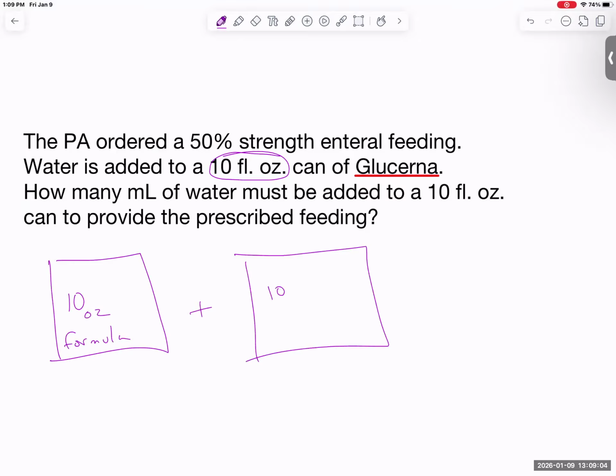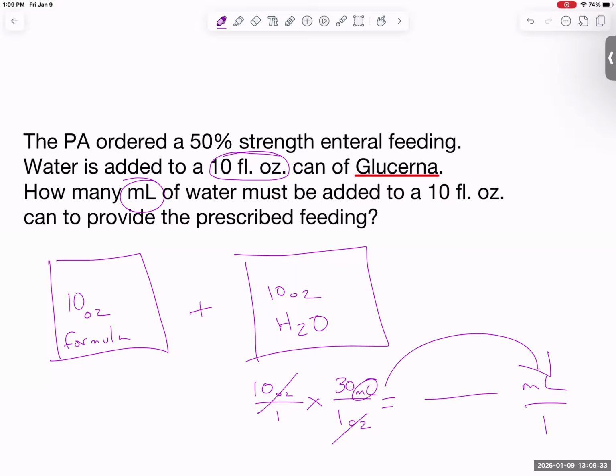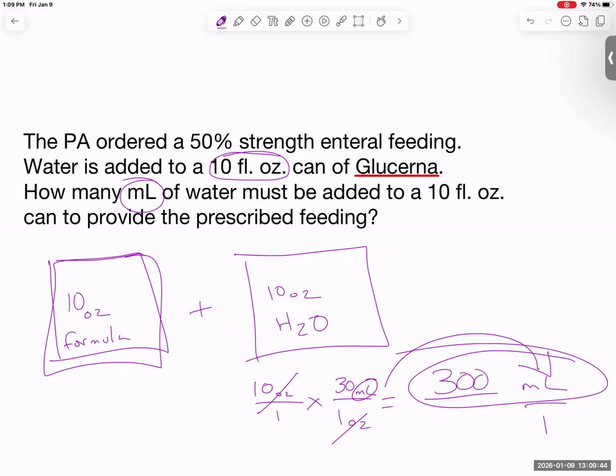10 ounces. Okay. 10 ounces of H2O. But what is the wanted? What do I need to solve for? Milliliters. Right on. So 10 ounces of water. And what's the conversion, ounces to milliliters? 1 ounce is 30 milliliters, because I want milliliters because it's part of my intake and output. I cross off my ounces. I have milliliters in my numerator. Now it's just math. So what is the answer? How many milliliters of water am I going to add to this can? 300 milliliters. Yes.